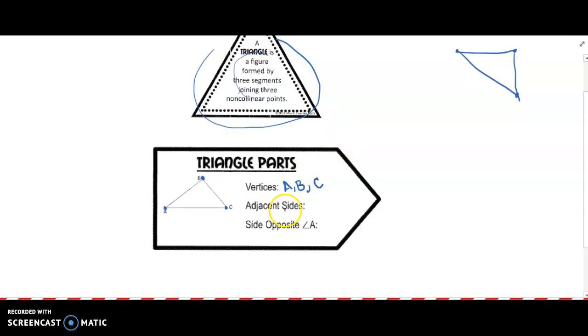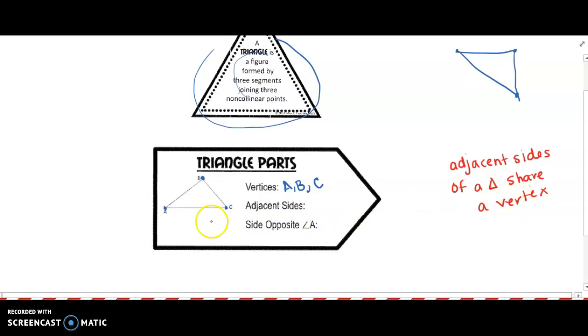Now, when I talk about adjacent sides, and after I paste this in my interactive student notebook, I actually wrote on the paper over here, I put adjacent sides of a triangle share a vertex. Okay, so let's just say they share vertex A. Well, that would mean the adjacent sides would be AB and AC. Remember, adjacent just in the English language means next to.